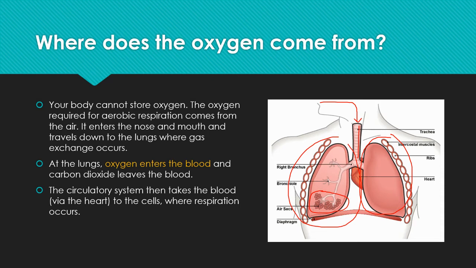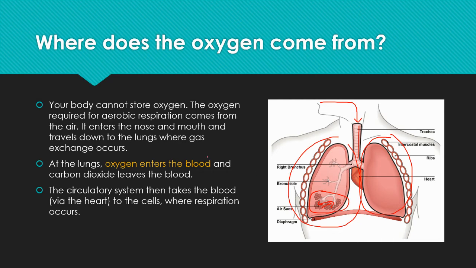These air sacs are covered by very small capillaries which carry your blood. The oxygen goes into your blood and the carbon dioxide comes out of your blood. This is called gas exchange because the carbon dioxide is coming out and the oxygen is going in. So this is where the oxygen comes from, and it goes into your bloodstream.